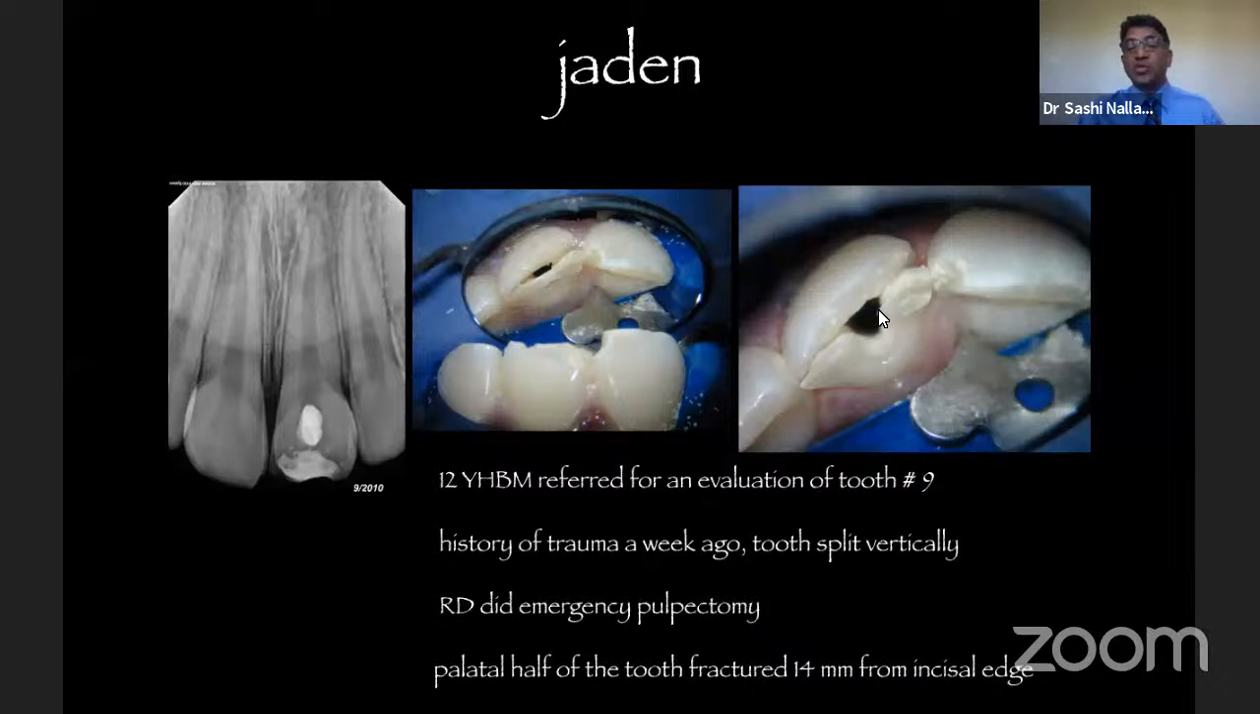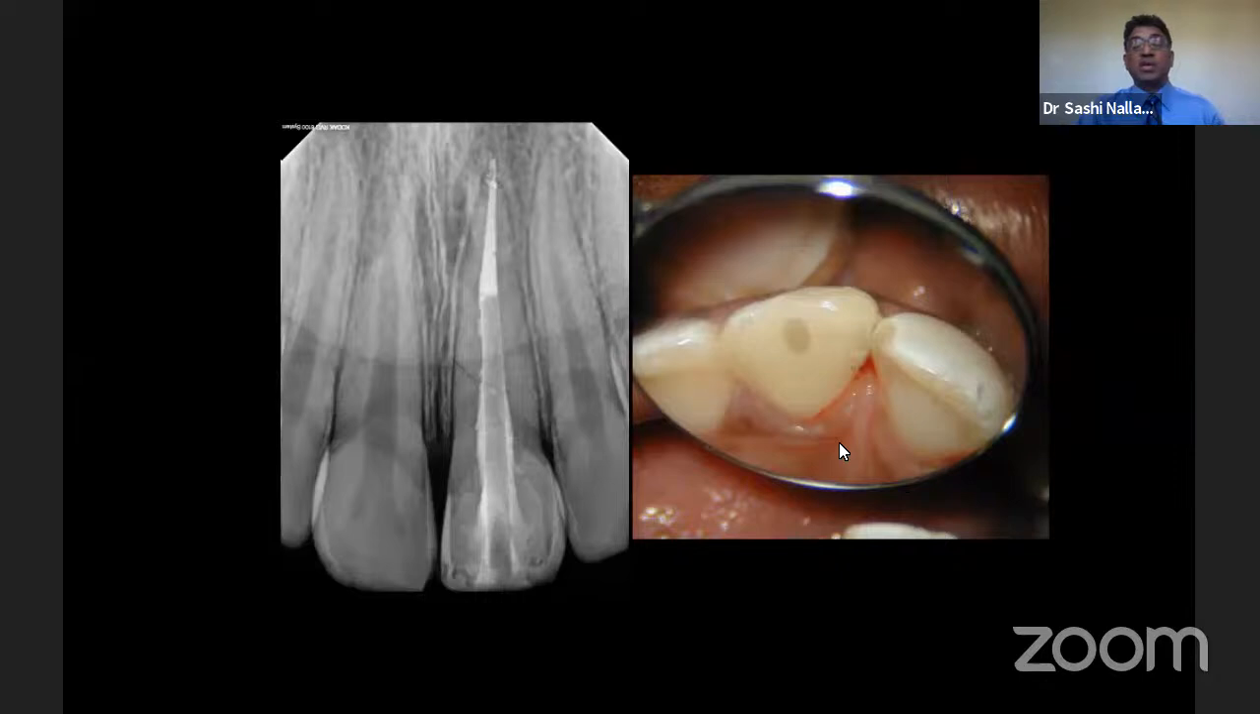The dentist saw him immediately and removed the pulp. The palatal half of the tooth fractured 14 millimeters from the incisal edge. From here, 14 millimeters below is where that crack extends. So he sent the patient to me and said, figure out what to do. So when I saw the patient, I said, okay, let me do something. What I'm going to do is first, I know that if I remove the fragment on the palatal, it's going to cause a huge defect on the palatal.